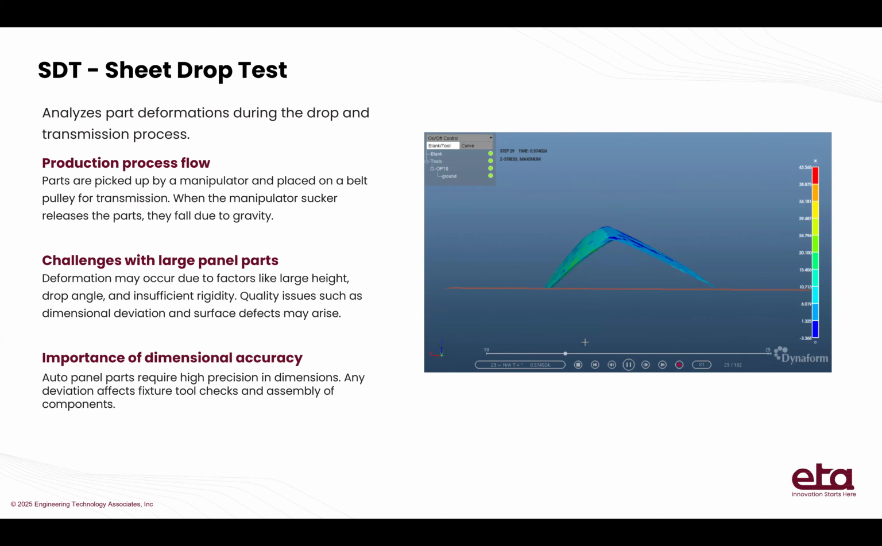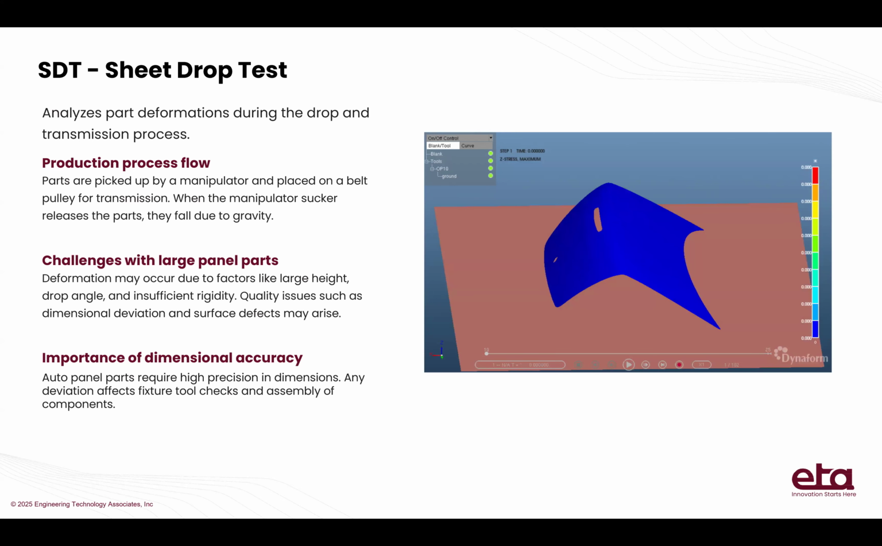Here is the sheet drop test. Large roof panel can deform during robotic transfer. SDT qualifies drop heights and angle limits. It can protect your Class A surfaces.